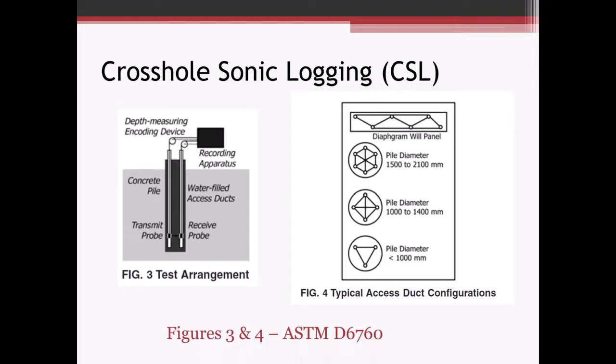And depending on the size of the pile, that's how many of these access tubes you'll have. There's usually about one per foot of diameter of pipe. So if you've got an 8-foot diameter pipe, there's probably going to be 8 of these access pipes. And we'll do a whole bunch of different pairs, always the side to side pairs, and then the cross pairs.